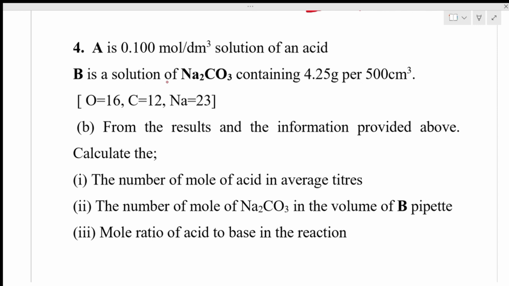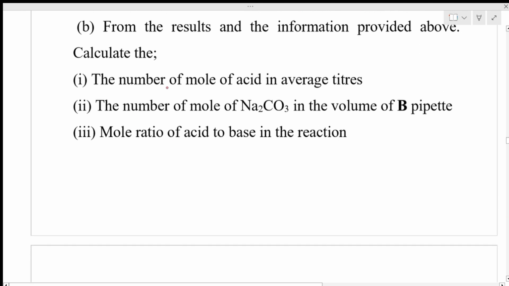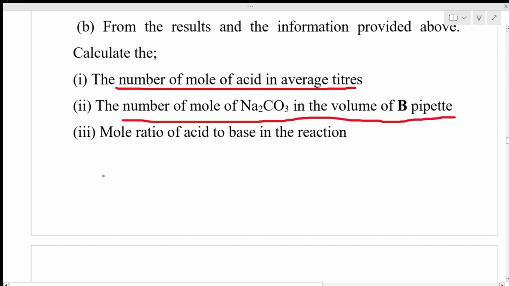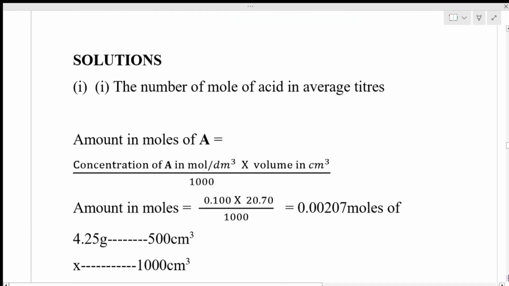Okay, but for this, categorically it said that is an acid, but it was not mentioned. So let's look at what we are expected to do. Now we are calculating the number of moles of acid in A, the number of moles of base in B, in the volume of B, and the mole ratio of acid to base in the reaction. I love chemistry. Chemistry is so fun. All right, let's look at the solution.